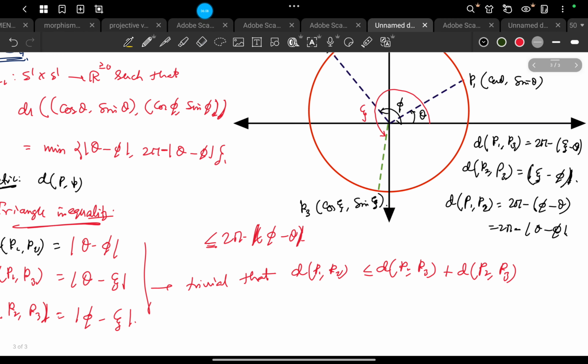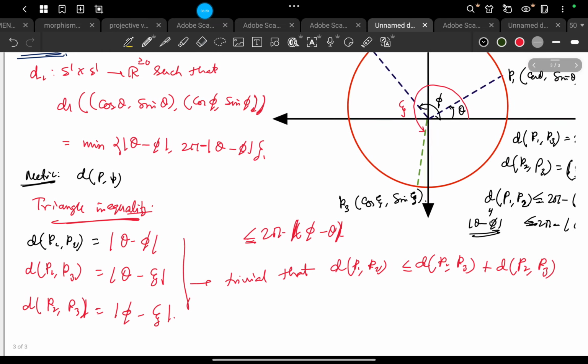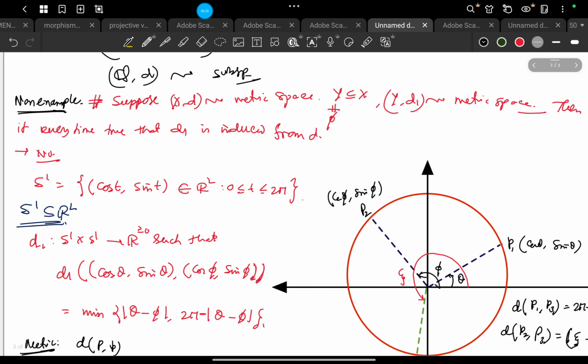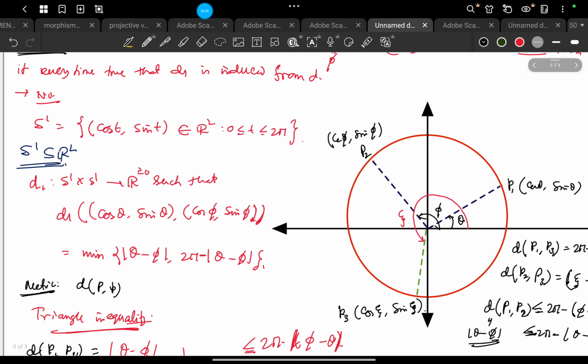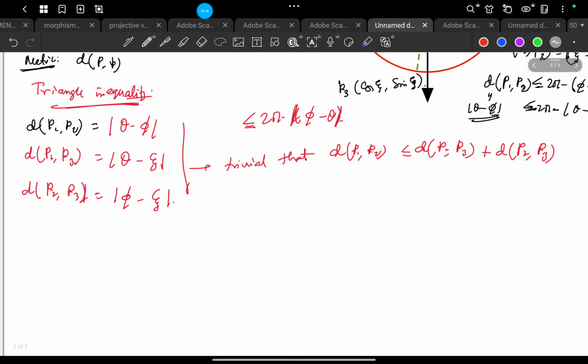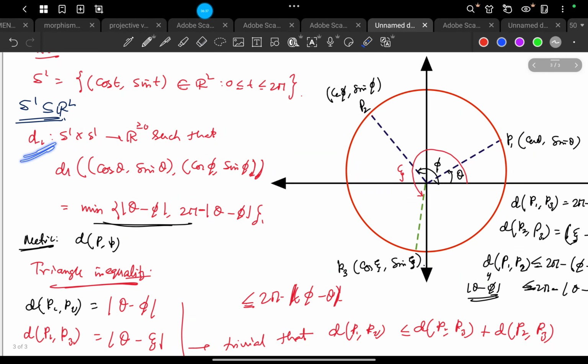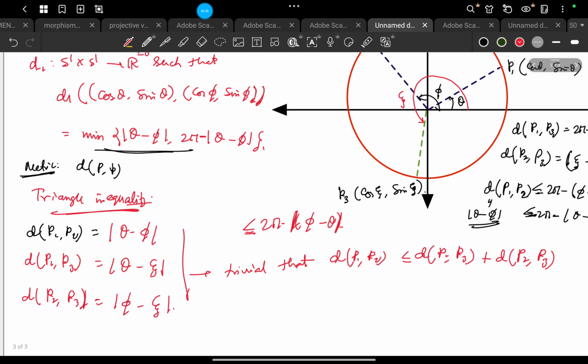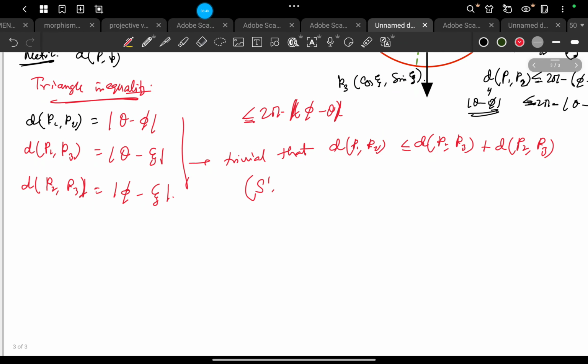So based on the cases we have, we can clearly say that d of p1 p2, of course, is less than or equal to this, because it is nothing but mod of theta minus phi. As per the definition of the metric you have chosen on S1, once you choose the value of the metric to be mod of theta minus phi, it is less than or equal to this itself. So the function d1 we have chosen is basically a metric on S1.